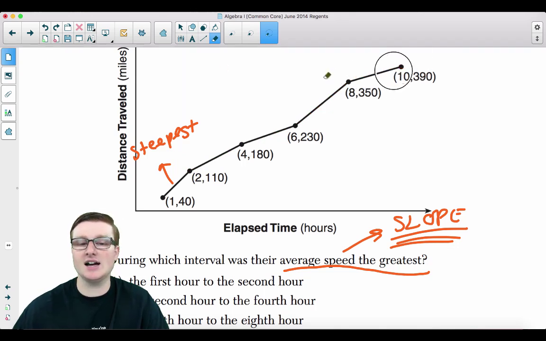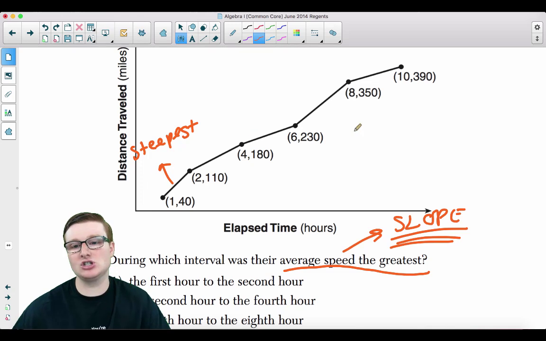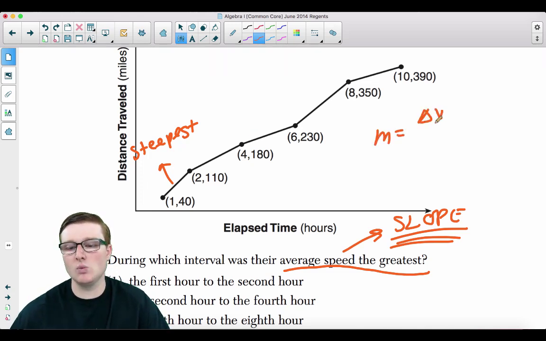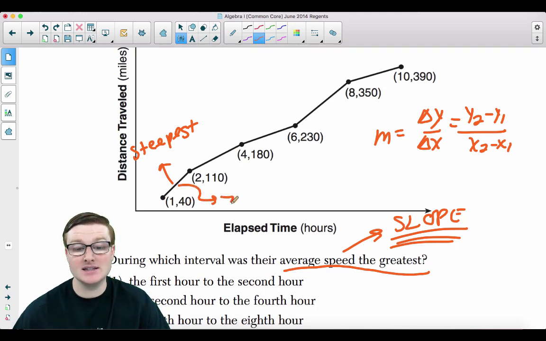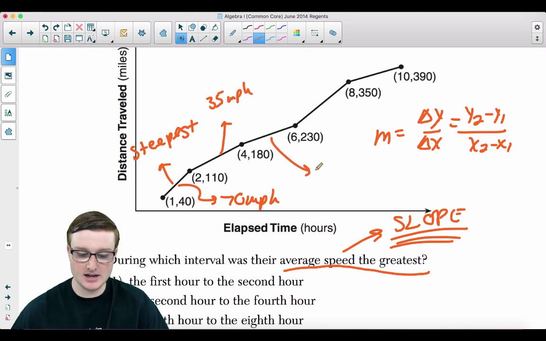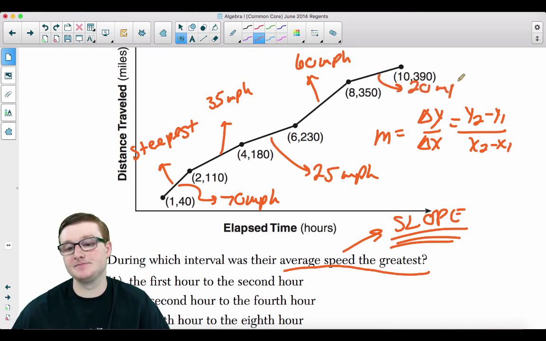And I'll just tell you right now, I actually did the answer key a while ago, but if you actually calculate the slope, which remember is change in y over the change in x, which is y2 minus y1 over x2 minus x1, and calculate the slopes of each individual line segment, this is going to be 70 miles per hour. This over here is 35 miles per hour. This over here is going to be 25 miles per hour. This is 60 miles per hour, and that's where there's a little confusion with that one. And this over here is 20 miles per hour.